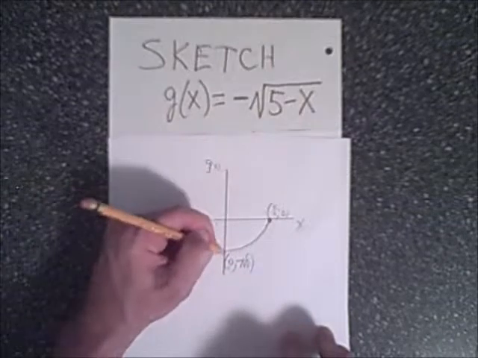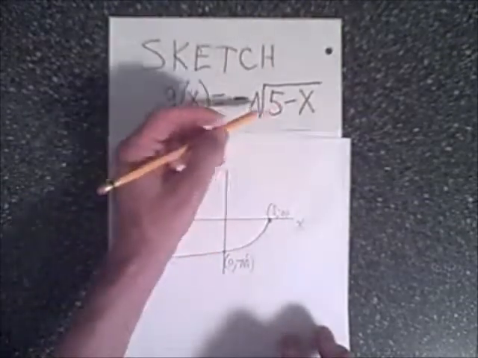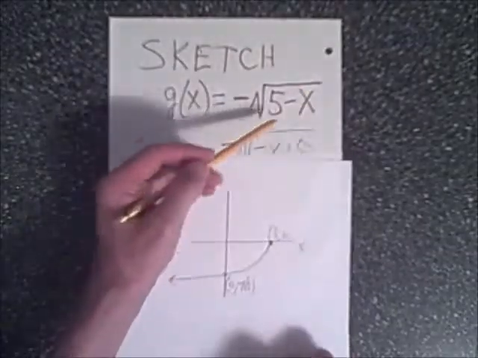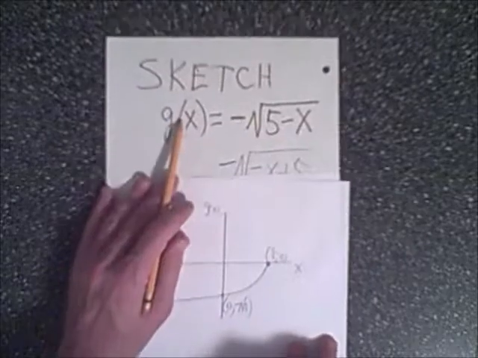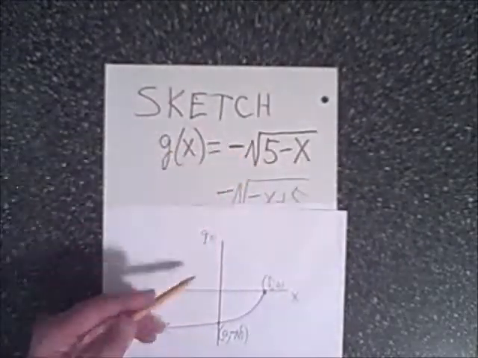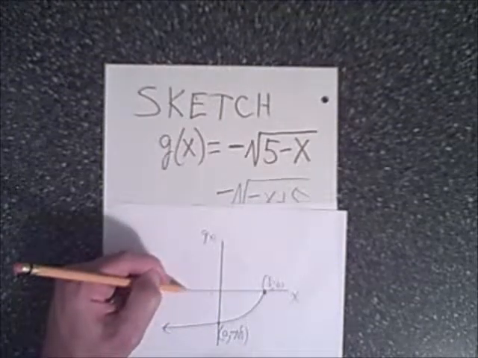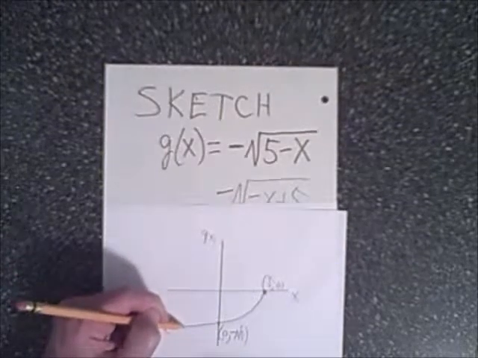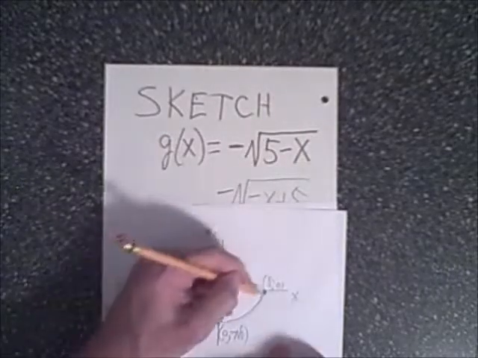Okay, and we can continue to plot a few more points. Let's do negative 4, because that would give us a clean square root. 5 minus negative 4 is 9. The square root of 9 is 3, negative 3. So that means this is going to be negative 4, negative 3, like that, and it continues on. So that's our final answer.